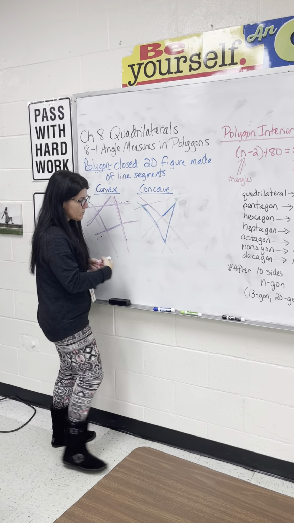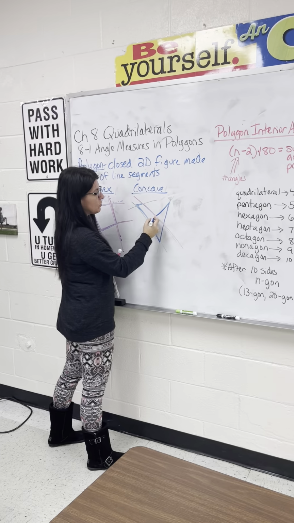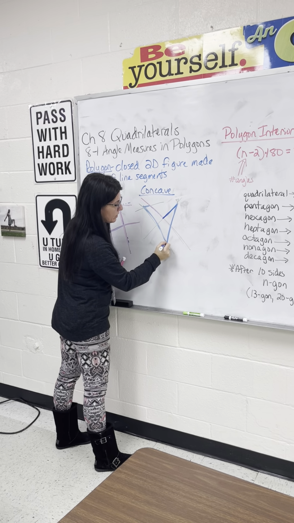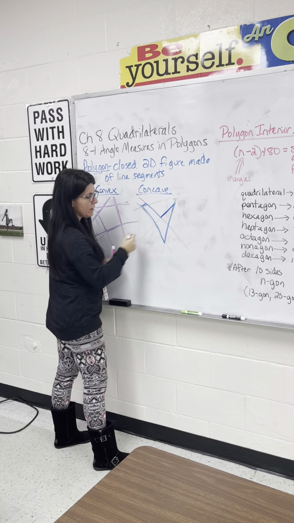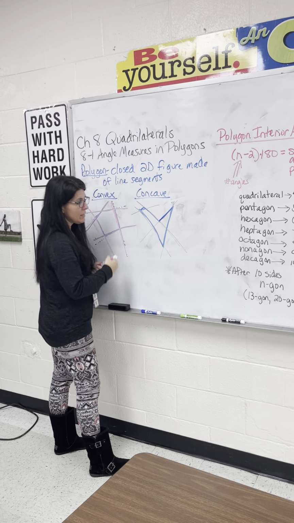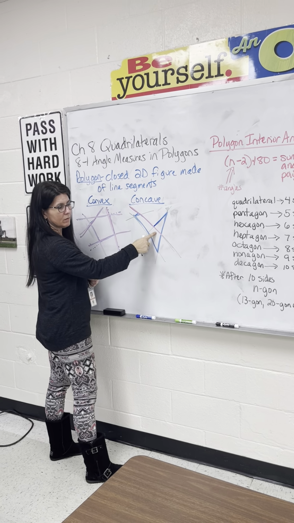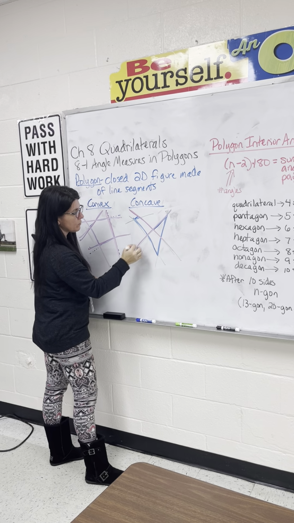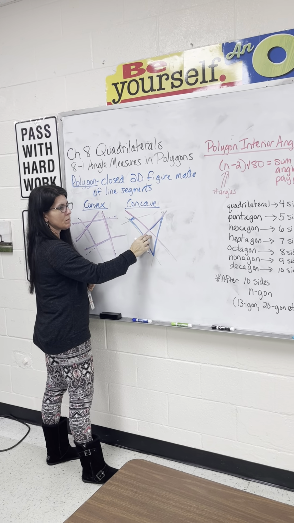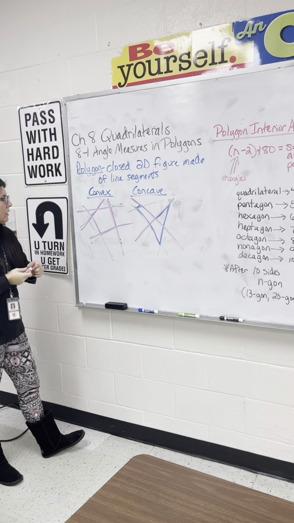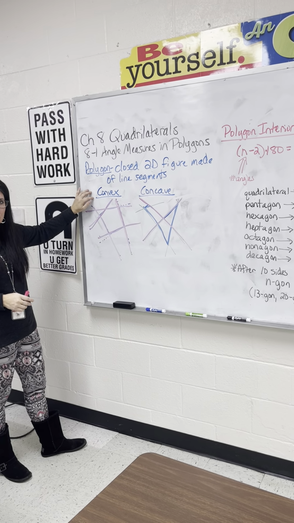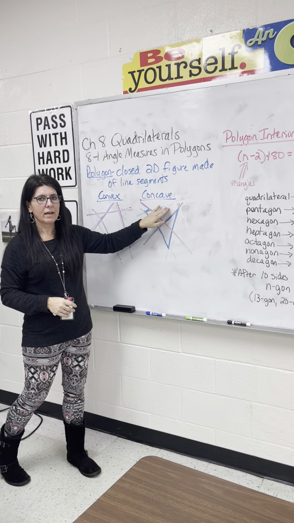Concave, this is my polygon. It's made up of straight lines and it's a closed figure. When I extend any of these lines, look how this line goes through the middle. This line goes through the middle. Because it goes through the middle, it's called concave. We're going to be concentrating on convex in this chapter. Just know that concave does exist.